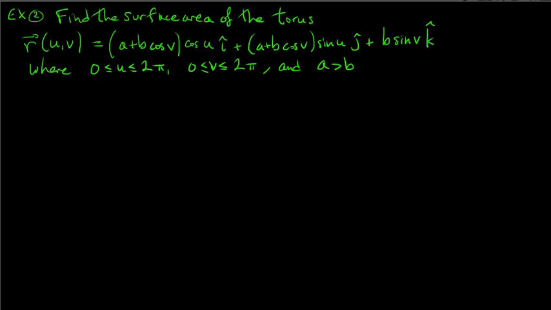Okay, so this is one of my favorites. I think this is in the book too. We want to find the surface area of a torus. And it's given by this parameterization. So coming up with the parameterization isn't exactly easy.